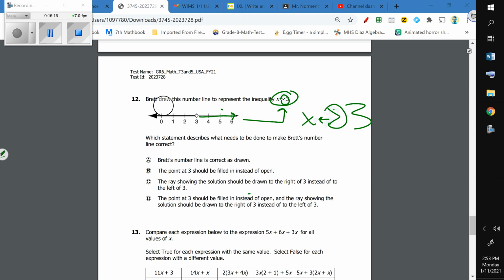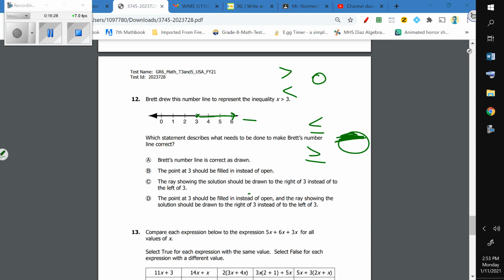The other thing to consider, should I fill in the dot? Well, remember, when it's this symbol or this symbol, leave it open. When it's this symbol or this symbol, that is when you're going to fill it in. So since it's this, we're going to leave it just like it looks. We're just going to make it go this way. And so the ray, which is what this is called, should be drawn to the right instead of to the left. The answer is C.